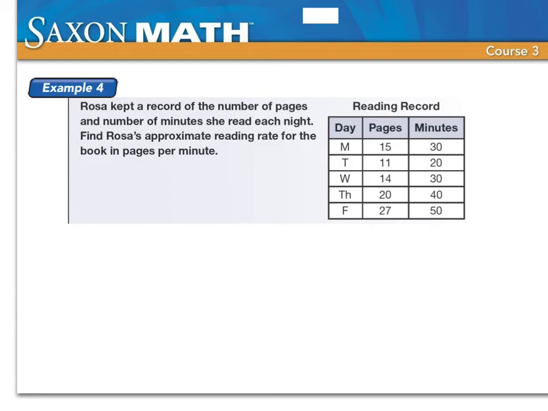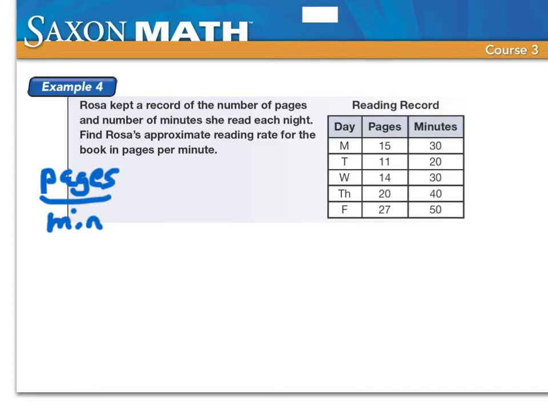So there's a couple ways we can do this. We can do the days all individually, or we could figure out the total pages and the total minutes. So we'll do each way here. First, let's do the total pages and total minutes. So again, this says we want it in pages per minute. So we're going to put our pages on top and our minutes on the bottom.